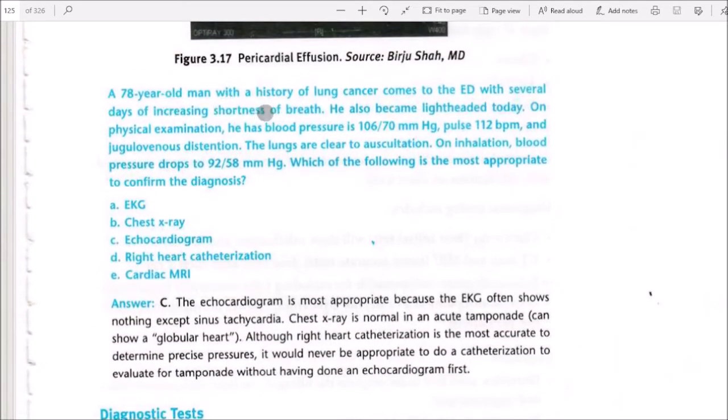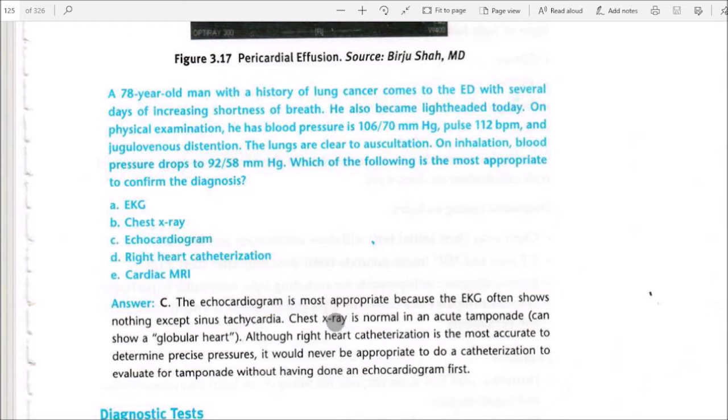A 78-year-old man with a history of lung cancer comes to the ED with several days of increasing shortness of breath. He also became lightheaded today. On physical examination, his blood pressure is 106/71 mmHg, pulse 112 beats per minute, and he has jugular venous distension. The lungs are clear to auscultation. On inhalation, blood pressure drops to 92/58 mmHg. Which is the test most appropriate to confirm the diagnosis?